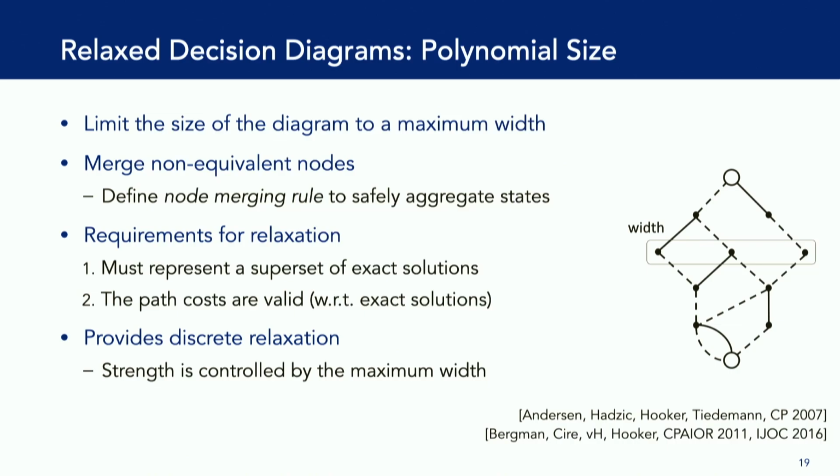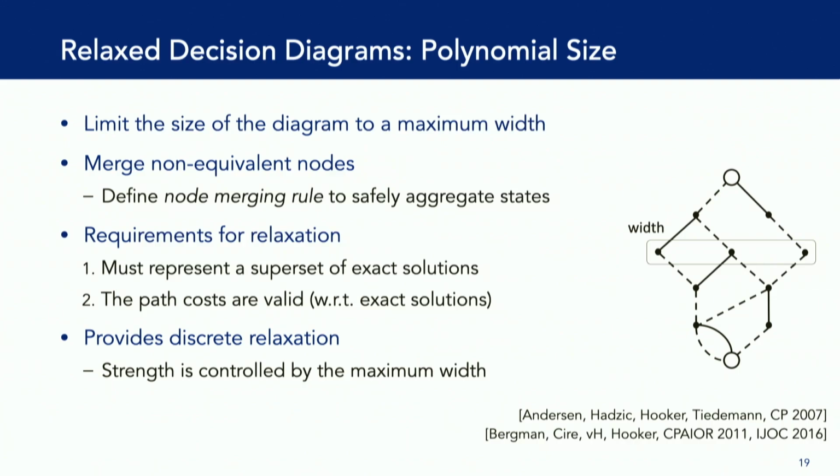I'm not going to formally do it. There's papers that do that. I'll give you the example, and then you get the gist. There are 2 requirements. If you want to merge nodes that are not equivalent, you have to make sure that you're not throwing away any solutions. If you create that new state, there must be a definition for the new state. And also the path costs may be relaxed, and you have to make sure that the path costs also remain valid for the original problem. Those are the 2 requirements.